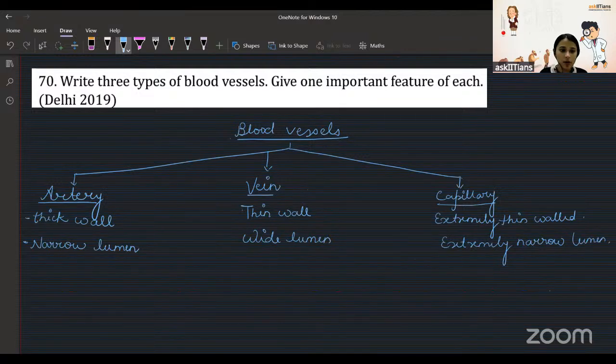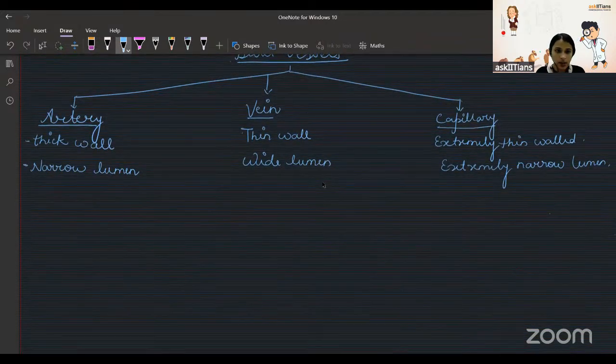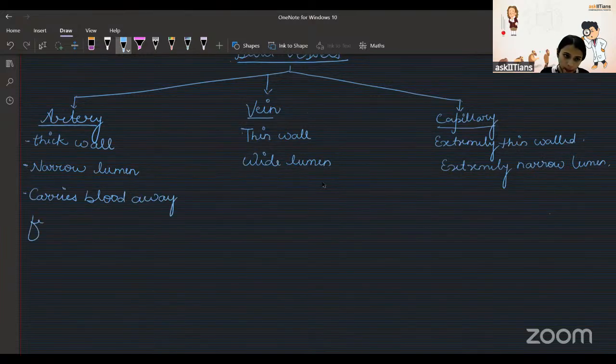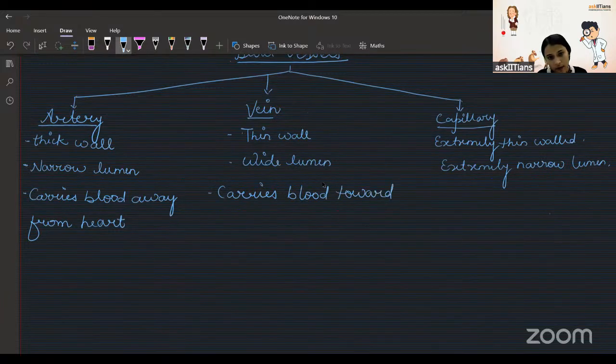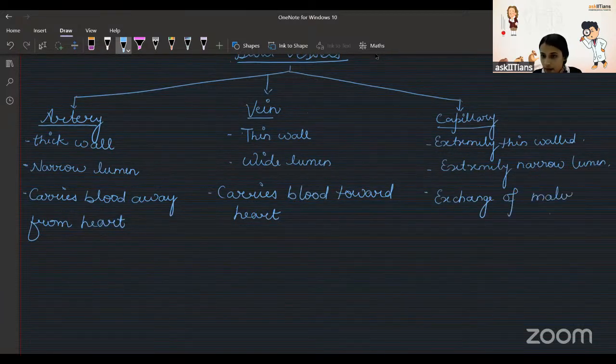Okay. Now, if I talk about the function, so what's the function of artery? It carries blood away from heart, right? And your vein carries blood toward heart. Okay. And this capillary helps in the exchange of material, right? It helps in exchange of material between blood and surrounding cells.